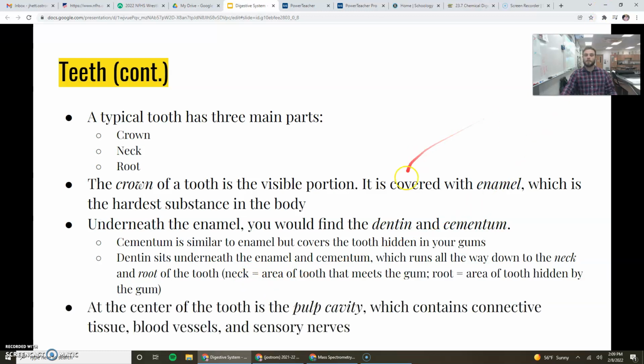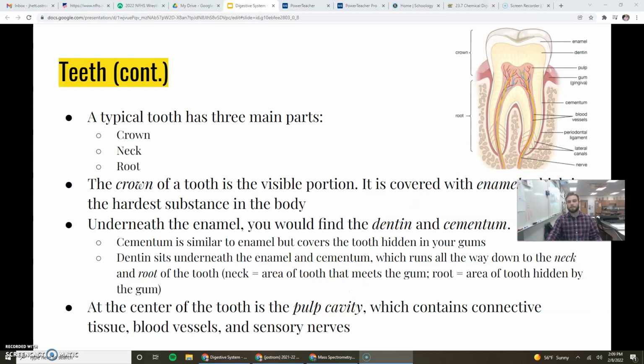At the center of the tooth is the pulp cavity, which is where you're going to have connective tissue, blood vessels, nerves, anything like that. If you ever bit something that was cold, the sensory nerves in that pulp cavity are sensing the cold temperature. Whenever you lose a tooth, you see it starts to bleed because there are blood vessels that are lacerated there because you lost that tooth. All of that is going to be located in the pulp cavity.